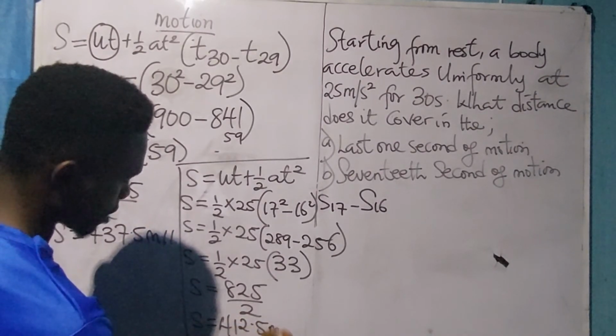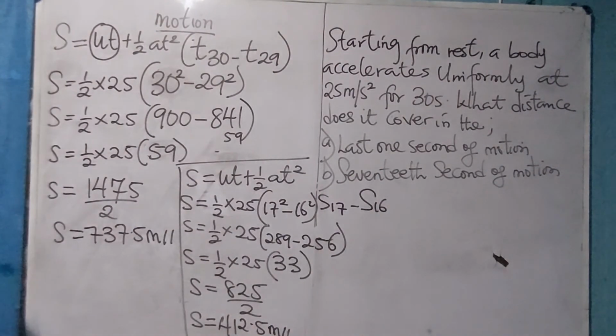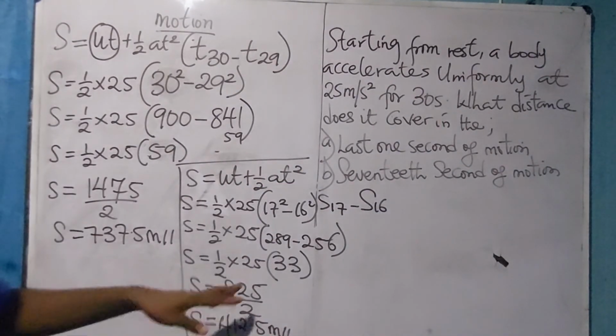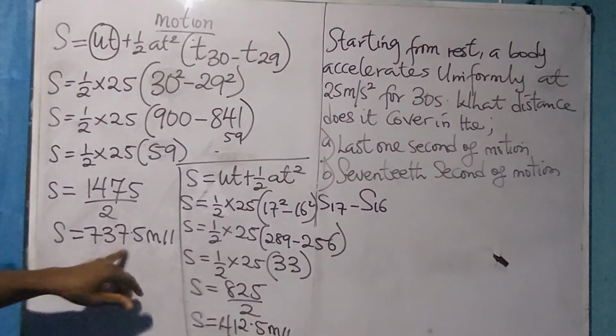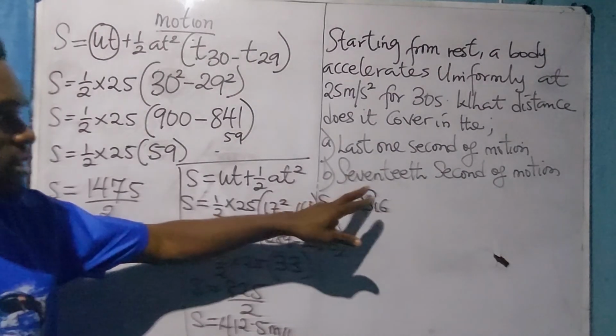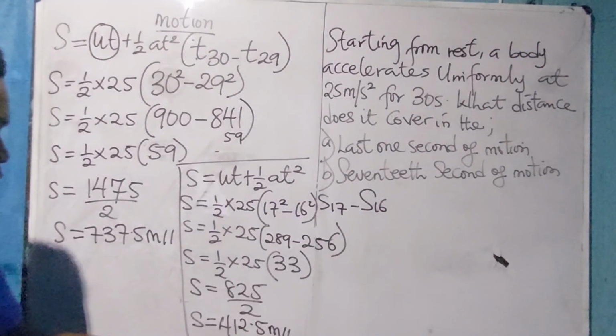825 divided by 2 is 412.5 meters. Which means that in the last 1 second, it is 737.5 meters. Then in the 17th second of the motion, you have it to be 412.5 meters.